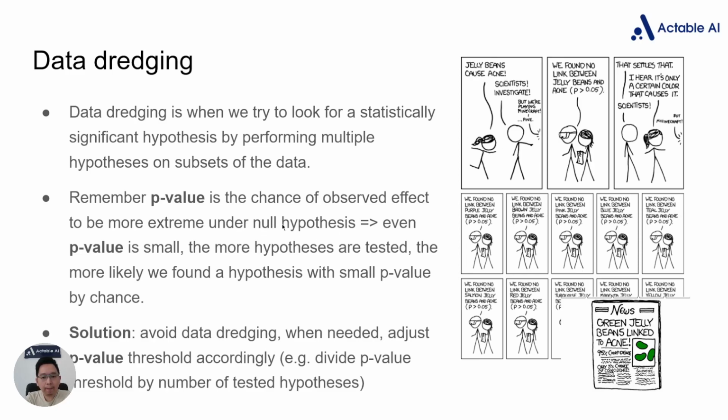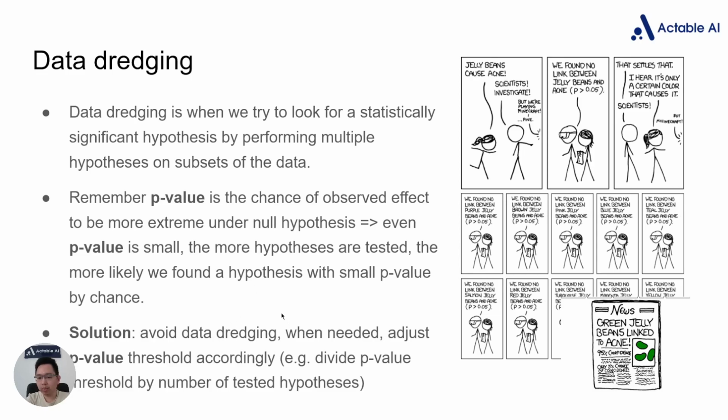Remember that the p-value is the chance of the observed effect being this extreme under the null hypothesis. So even if this chance is small, if you do multiple hypothesis tests with different hypotheses, then the chance you find one with a small p-value is still very significant, right? So try to avoid data dredging as much as possible.